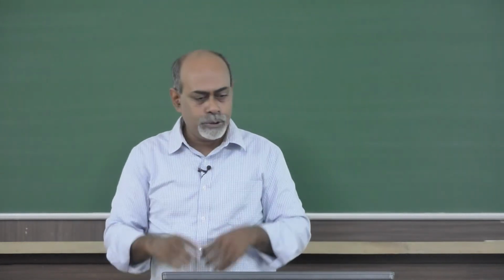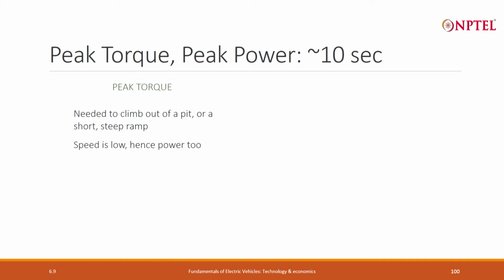So these are the kind of situations where I need a peak torque, but the speed in these cases is very low, and since power is torque into speed, the power is also low. But the current, which is what delivers the torque, will be 1.5 times or even 3 times the normal rated current. If I continue like that for too long, it will become very hot and it will exceed the temperature limit, but for a short period it is all right.